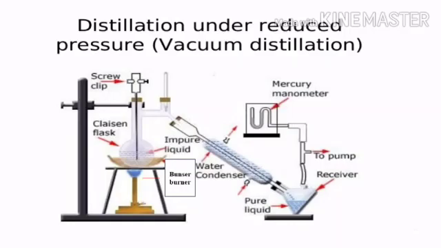The side tube of the Claisen flask is connected to a Liebig condenser. Water enters at the bottom and comes out at the top. Each joint must be greased to ensure that there are no leaks and a low pressure can be obtained. The Claisen flask is connected to a receiver through a condenser.